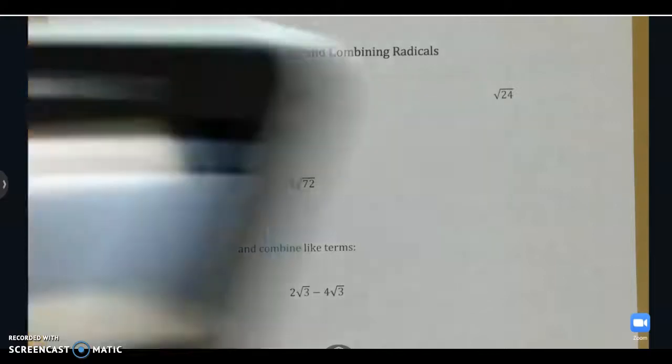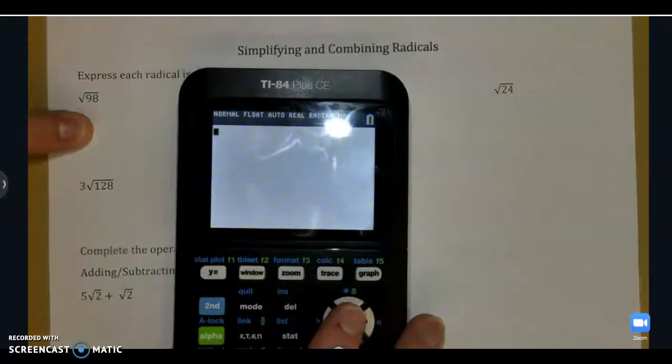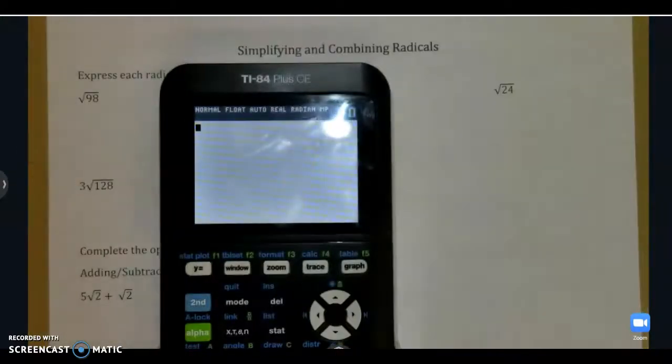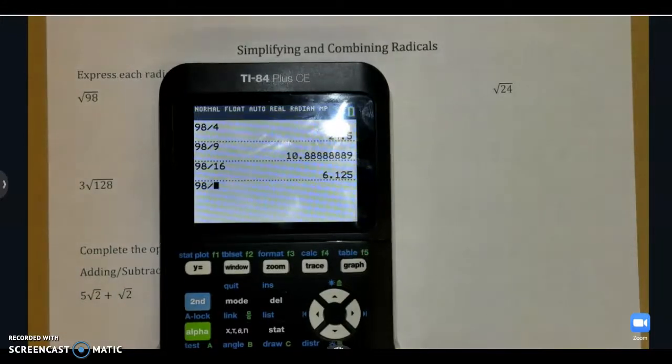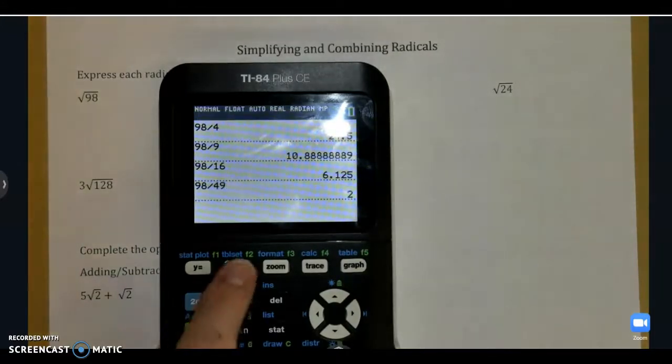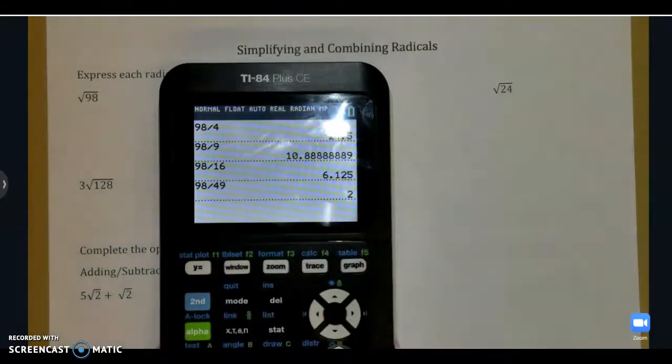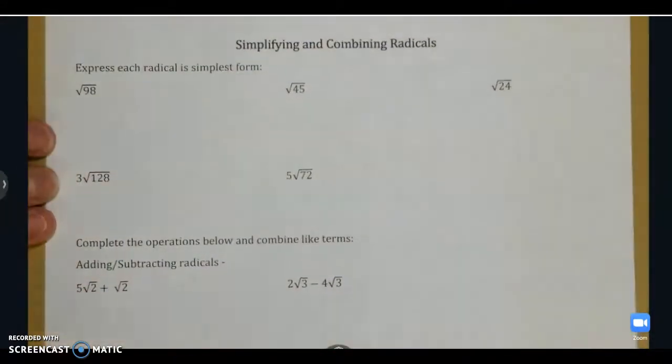So starting with 98, I want to find factors of 98 that are perfect squares. So you might not know that right away, so what I would suggest doing is in your calculator, divide 98 by some perfect square. So let's try 4. No. Let's try 9. No. Let's try 16. And so on, until you find a perfect square. And this one is actually going to be 49. So 49 times 2 is 98, so let's rewrite our radical that way.